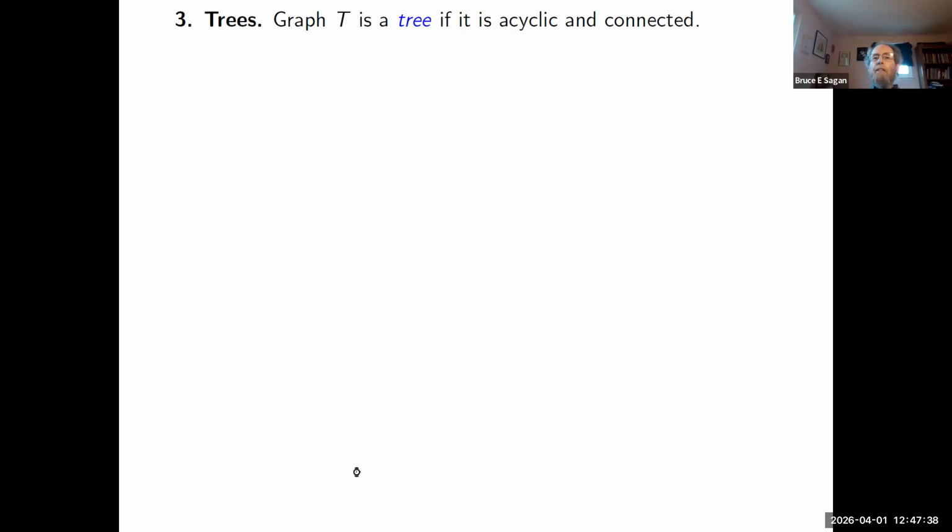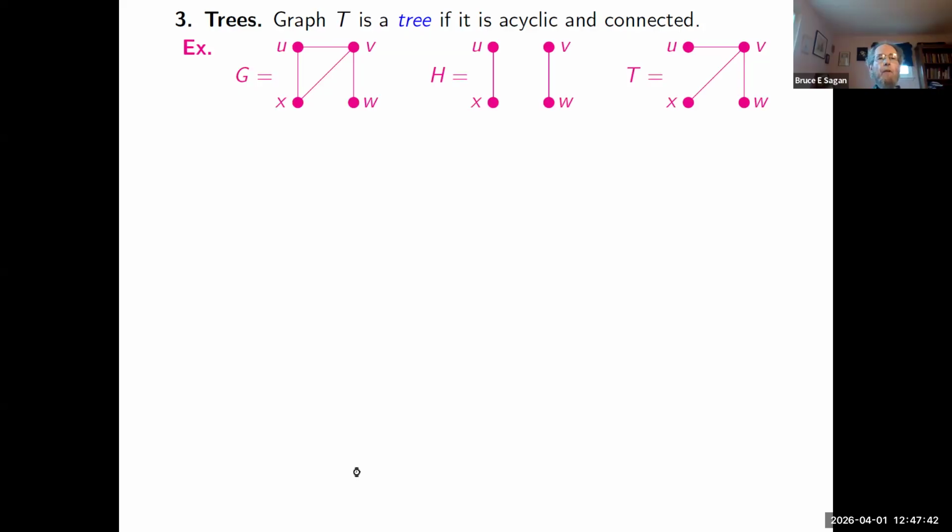A graph G is a tree if it's acyclic and connected. So here are three graphs. Is the first one a tree? No, it's not acyclic. It's got that triangle cycle. Next one, the problem is that it's not connected. And T is a tree, right? Connected and acyclic.